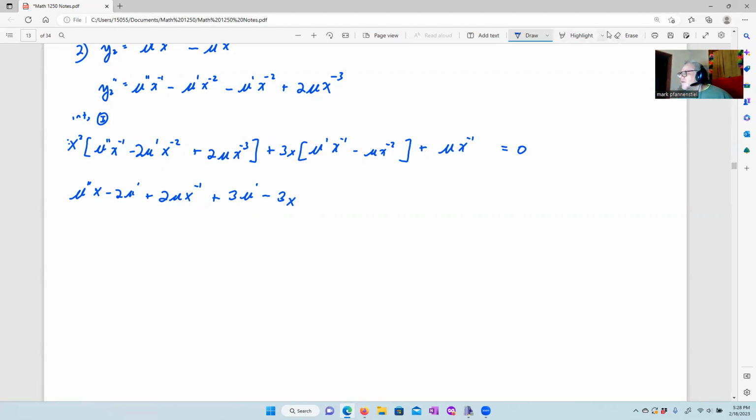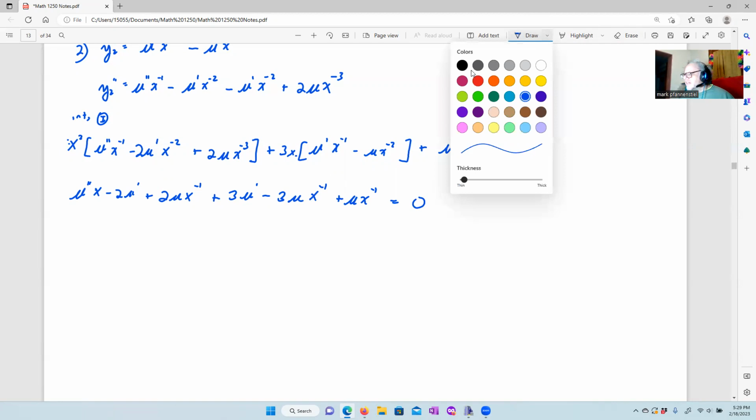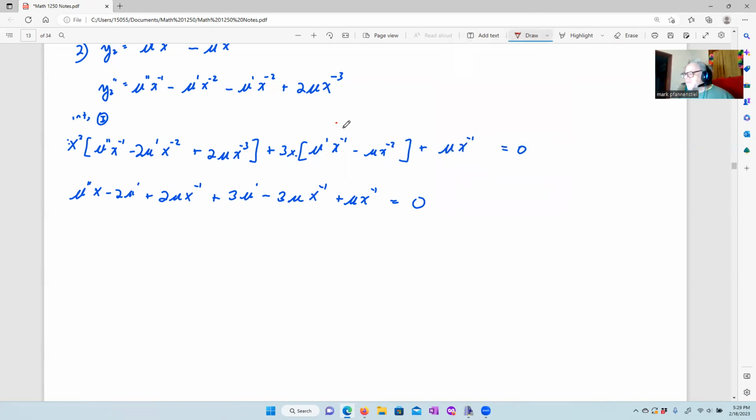Let's go with this, erase. Okay, I want 3u. This x is going to turn this into x to the minus 1. And then we're going to have plus u x to the minus 1 equals this 0 here. Okay, so a couple of things I'd like to draw your attention to. By the way, this is going to work out pretty much the same way for every one of these.